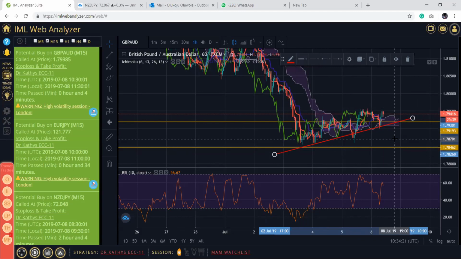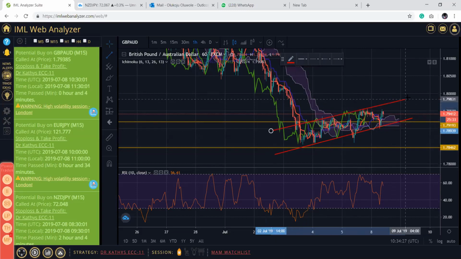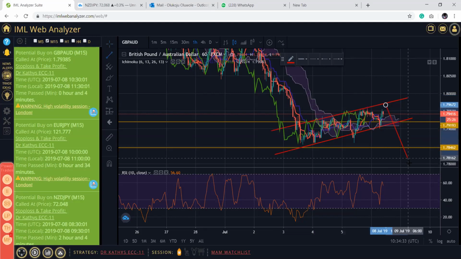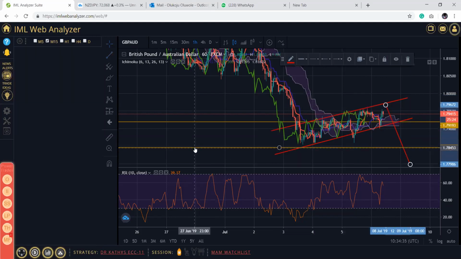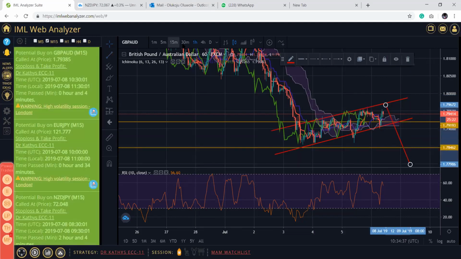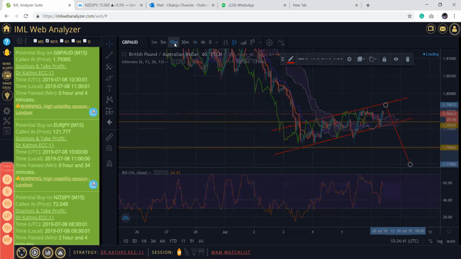Okay. And of course, it could also be a flag. It could also be a flag. That means it can just go up for a while. Okay. And then start dropping. So it could also be a flag. So put that into mind.